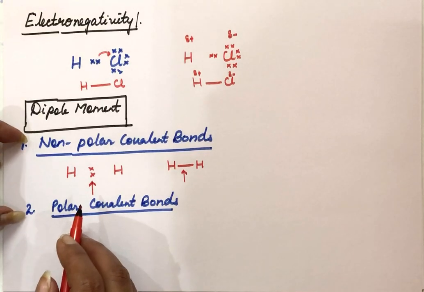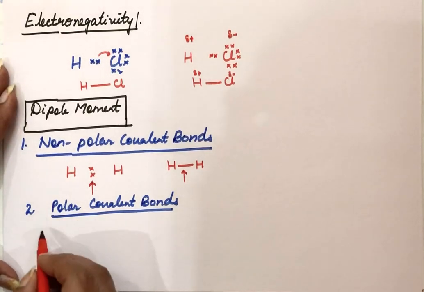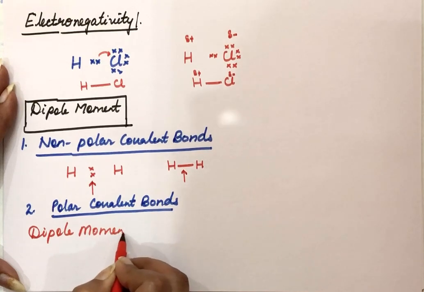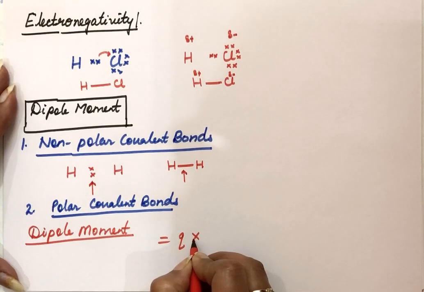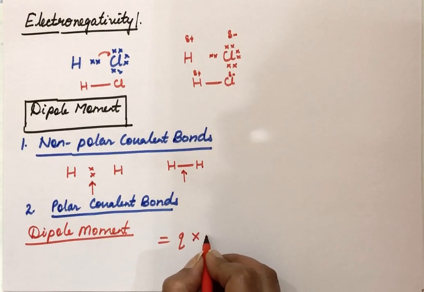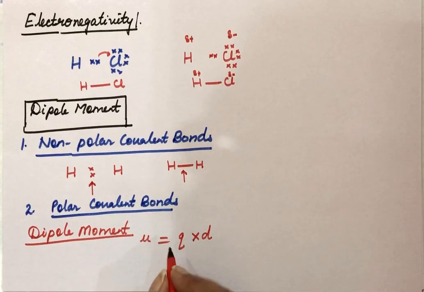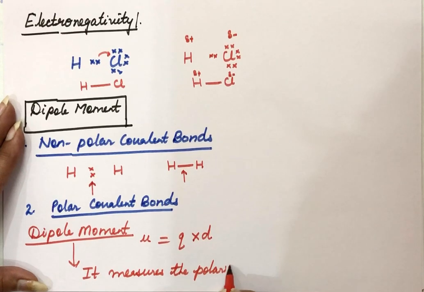So after knowing what a non-polar covalent bond is and what a polar covalent bond is, we come to this property, that is dipole moment. What is dipole moment? It is the product of the charge and the distance between the centers of positive and negative charges, the distance denoted by small d, and for dipole moment we use the symbol mu. What is dipole moment? In simple words, we can say it measures the polarity of the bond. Dipole moment measures the polarity of the bond.